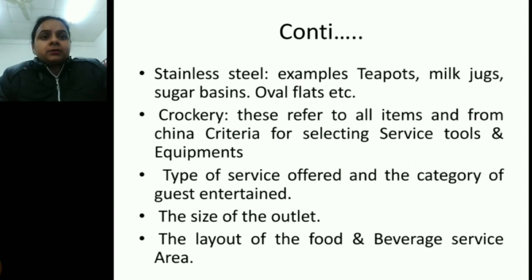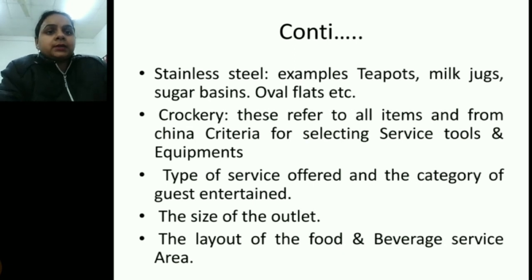Criteria for selecting service tools and equipment. Number 1. Types of service offered and the category of the guest entertained. Number 2. Size of the outlet and layout of the food and beverage service area. These are some points to consider while selecting the service tools or equipment for a particular restaurant or any outlet.